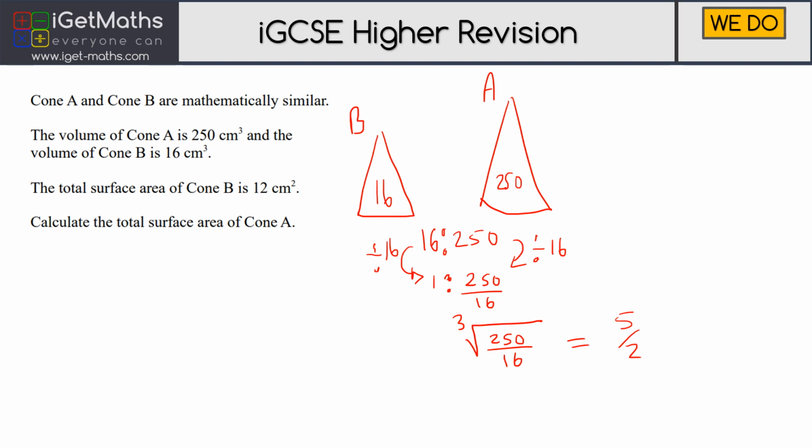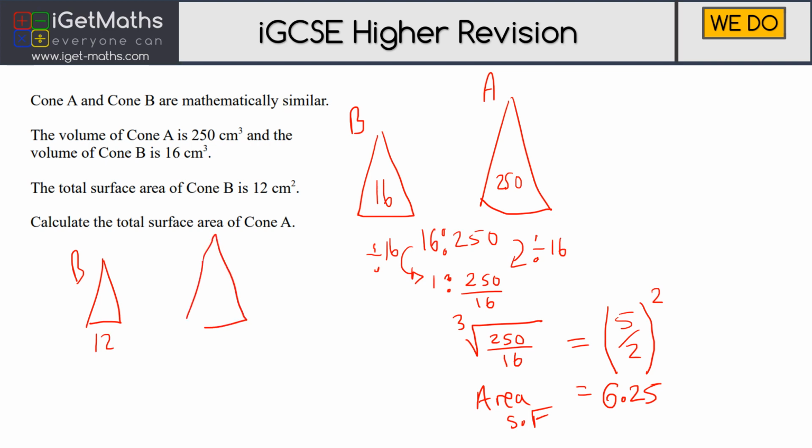Because we're trying to work out the surface area, area is measured in squared units. So we're going to square this, and that will give us 6.25. That is the scale factor for area, so that's the area scale factor now. So now we're going from cone B, which has an area of 12, to cone A. To do that, we're going to do 12 times 6.25, and 12 times 6.25 gives us an area of 75 centimeters squared.